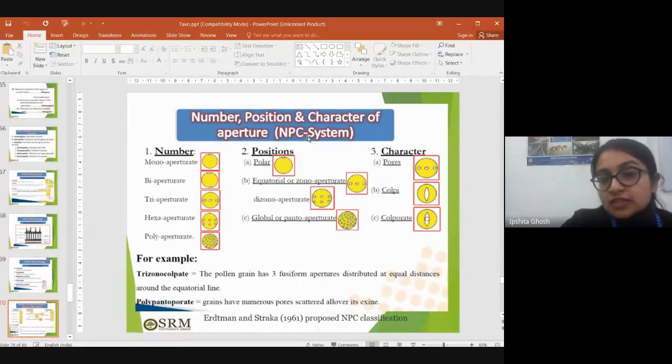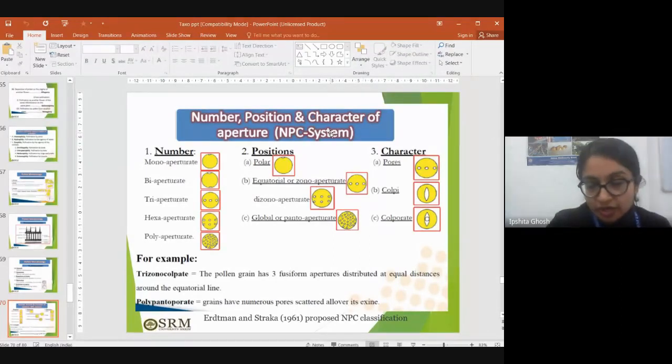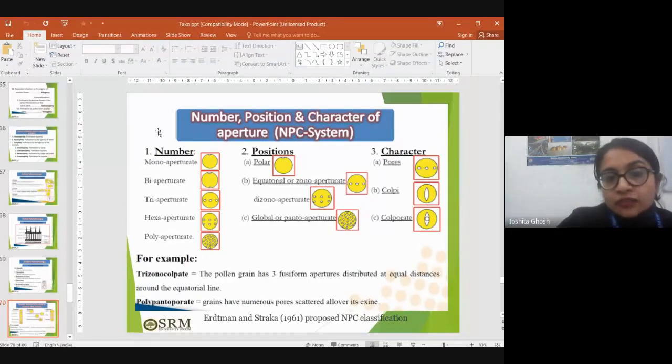So NPC stands for: N stands for number, P stands for position, and C stands for character of aperture. Okay, so this is the NPC system of classification, which is used to categorize the pollen grains that you observe under the microscope, right? So here, if you look at the number, these are the different types of categorization which are there. So it can be mono.